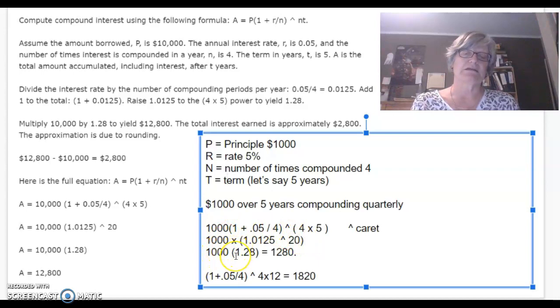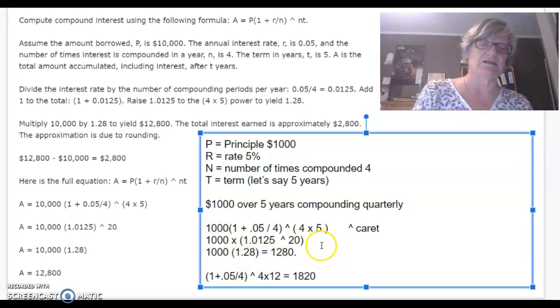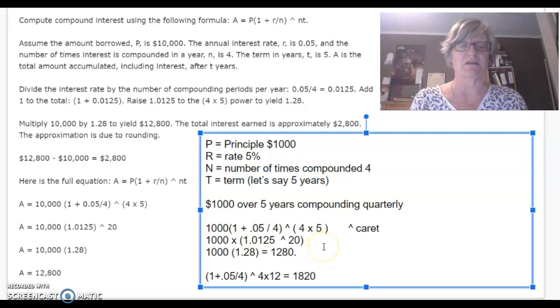$1,000 multiply 1.128 equals $1,280. Now you're asking yourself, how on earth did I work out the caret?